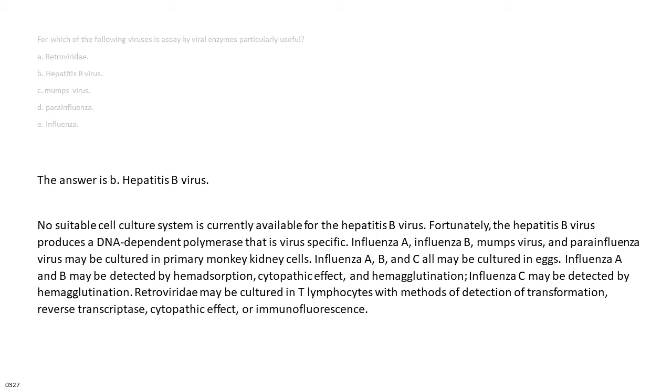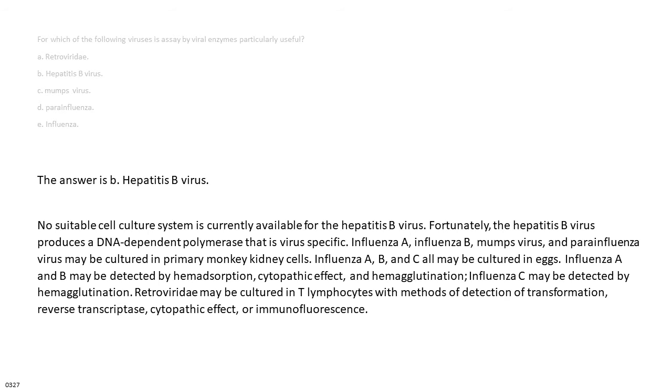The answer is B. Hepatitis B virus. No suitable cell culture system is currently available for the hepatitis B virus. Fortunately, the hepatitis B virus produces a DNA-dependent polymerase that is virus-specific. Influenza A, influenza B, mumps virus, and parainfluenza virus may be cultured in primary monkey kidney cells.